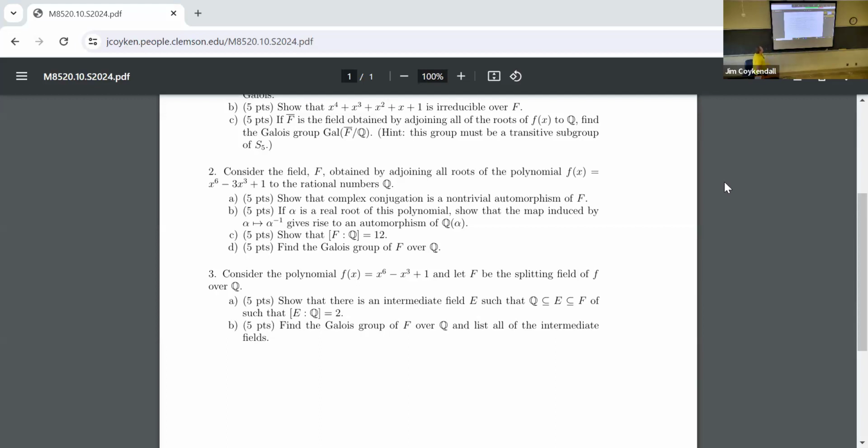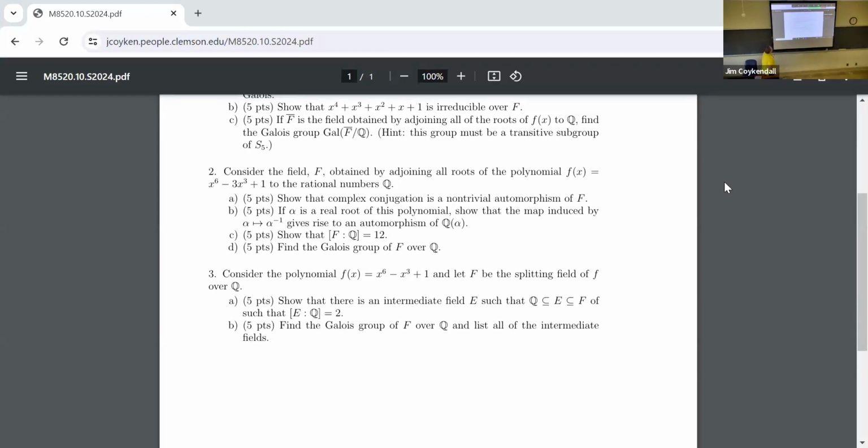Number 2, consider the field F obtained by joining all the roots of the polynomial f of x equals x to the 6 minus 3x cubed plus 1 to the rational numbers. Number A, show that complex conjugation is a non-trivial automorphism of this field. Don't try to read too much into this. This actually isn't too difficult a problem.